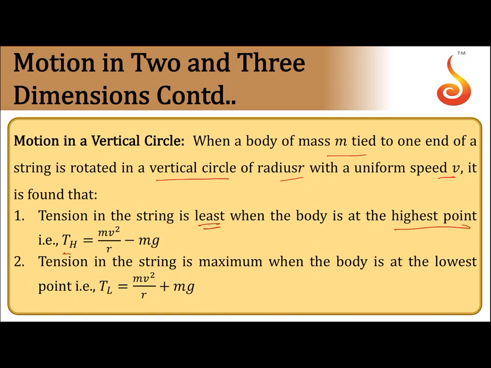So at the highest point tension is given by mv square by r minus mg, whereas tension is maximum at the lowest point, that is mv square by r plus mg. So in between tension keeps varying. So in this case tension in the string is not a constant force.